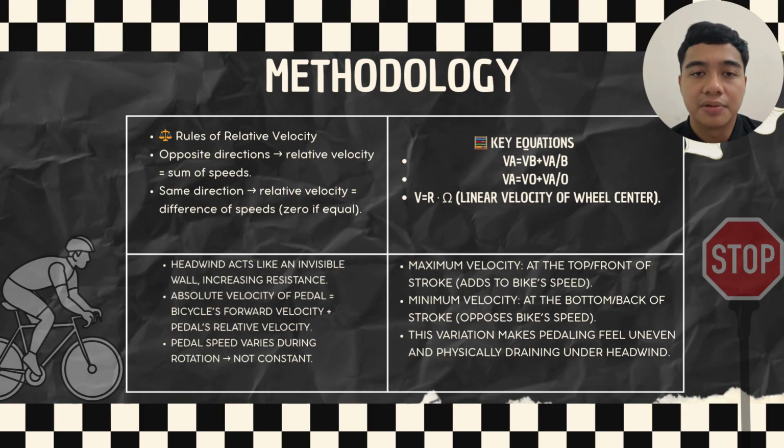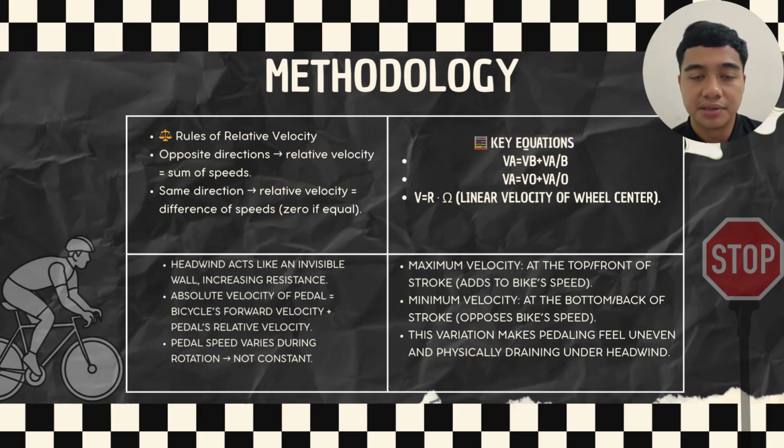Because the pedal rotates with angular velocity omega, its linear speed is not constant throughout a full revolution. The pedal reaches its maximum absolute velocity at the top of the stroke, where its rotational motion adds to the bicycle's forward velocity. Under a headwind, this is when the rider encounters the highest air resistance, making the stroke feel heavy.